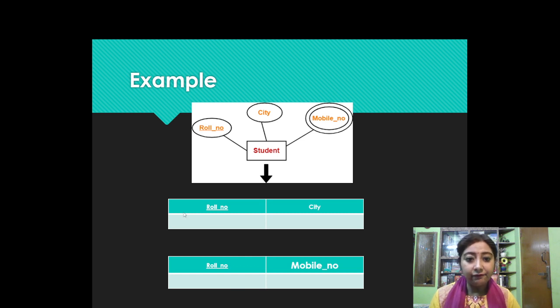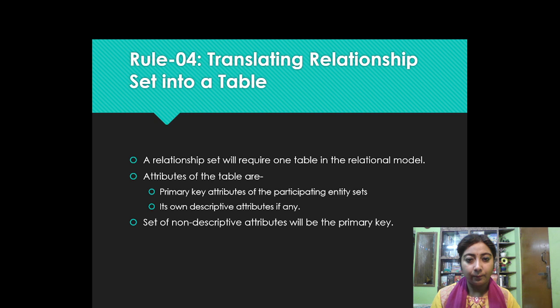For example, if we call the first table student 1 and the second table student 2, and the student 1 table has the roll numbers 1, 2, 3 and 4, then in the student 2 table, only roll numbers 1, 2, 3 and 4 will be present, but they can be present multiple times. So this is rule number 3. Now let's move to rule number 4. As per rule number 4, translating relationship set into a table.